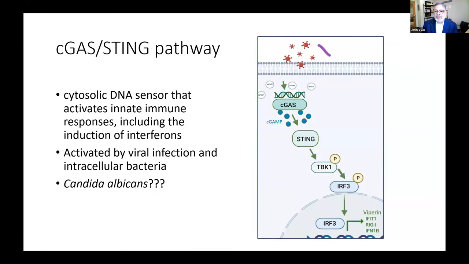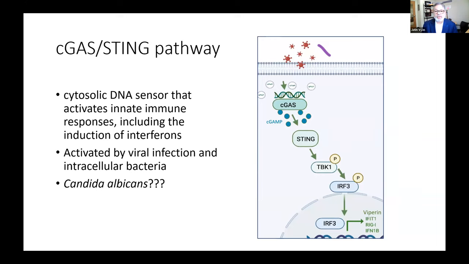So we started by looking at what are the key molecules that are involved in elaborating a type 1 interferon response. And when one does that, you focus on the cGAS and STING pathway. cGAS is a cytosolic DNA sensor that activates the innate immune responses to really elaborate the interferon response. And it has been well known in the host pathogen literature that this is activated by viral infections and intracellular bacteria. However, a connection between Candida albicans and the cGAS STING pathway had not been previously established.